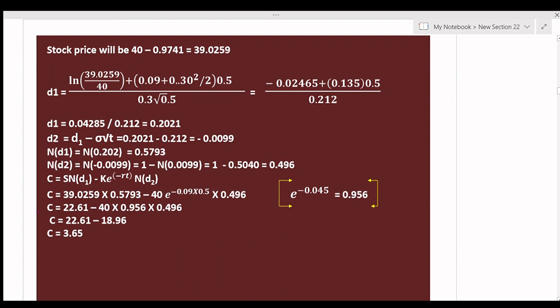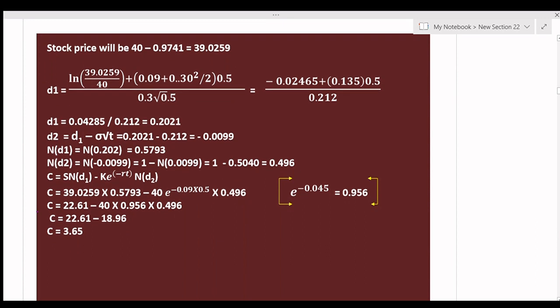It should be deducted from the stock price. Now the stock price will be 40 minus 0.9741, which is equal to 39.0259. Now you find out d1. d1 is ln S by K plus R plus sigma square by 2 into T, divided by sigma into root T.